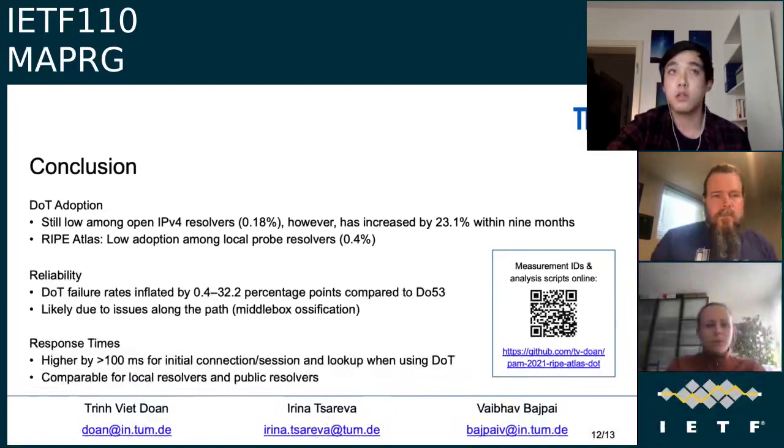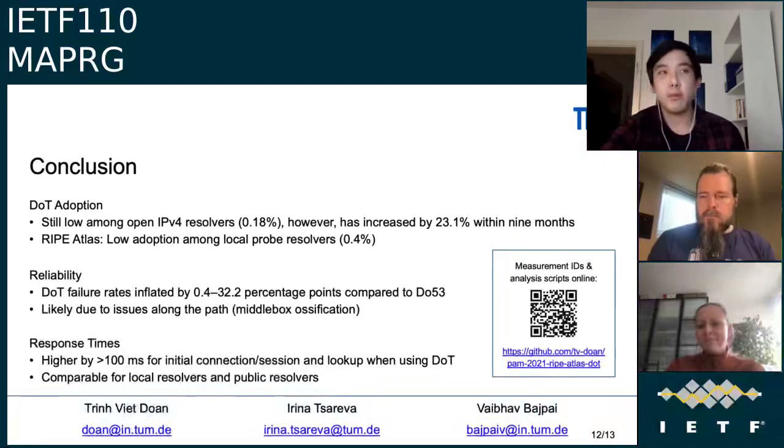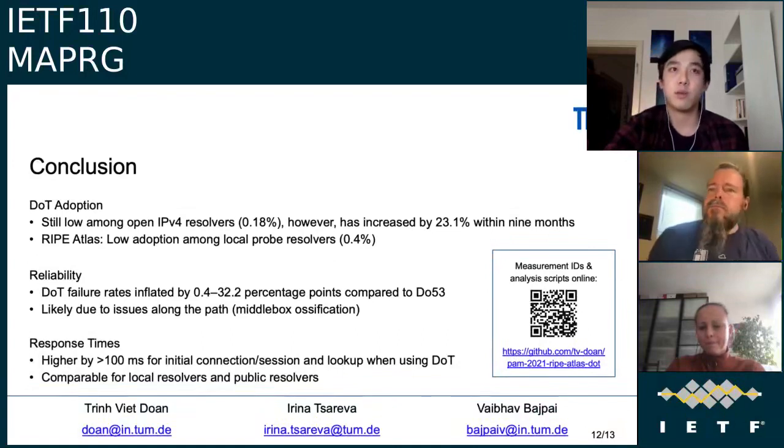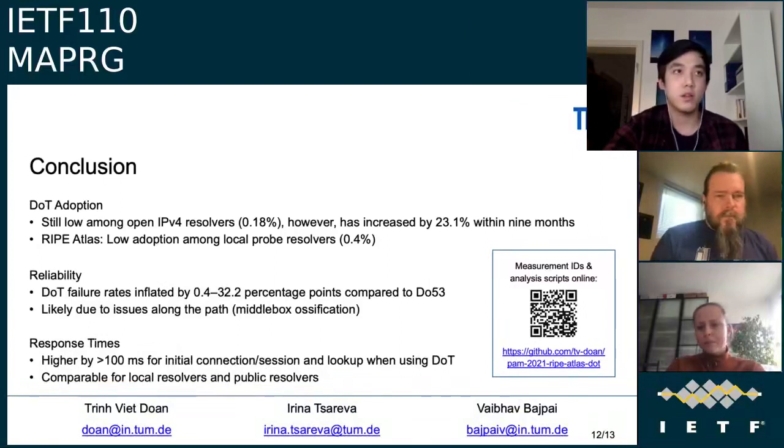Yes, there was one comment about DoH compared to DoT in the chat. Are you planning to look at this as well? Okay, so with RIPE Atlas, you cannot run DNS over HTTPS measurements. However, there are some papers that have already looked at that, so this is probably not something that we would be looking into, although there have been, as I said, some studies that already did that.